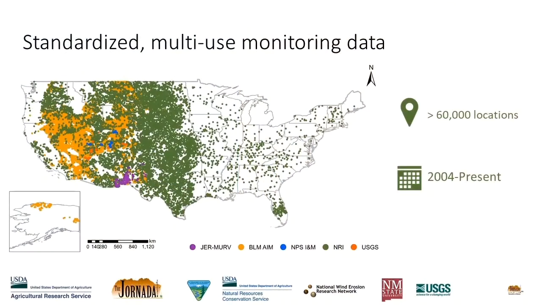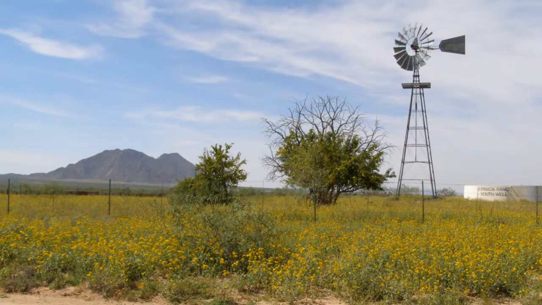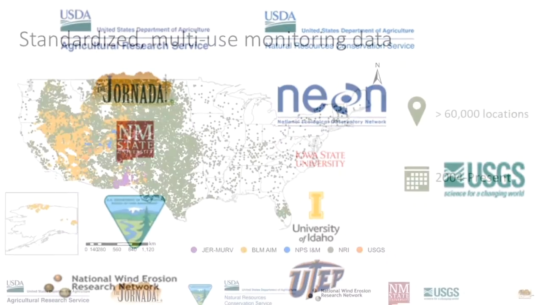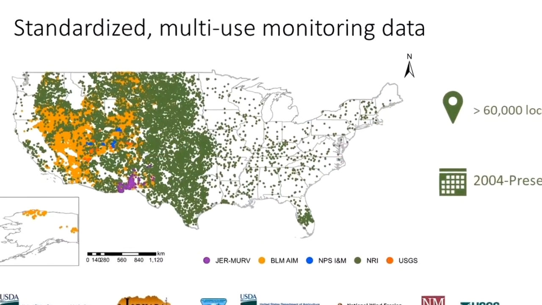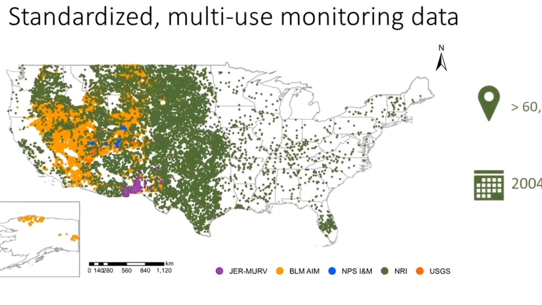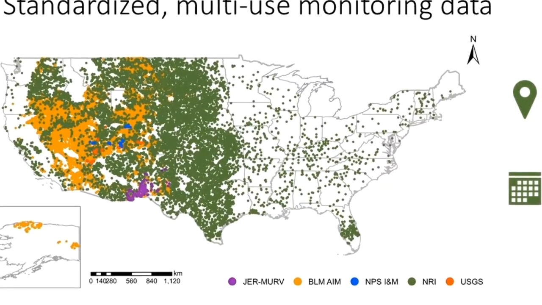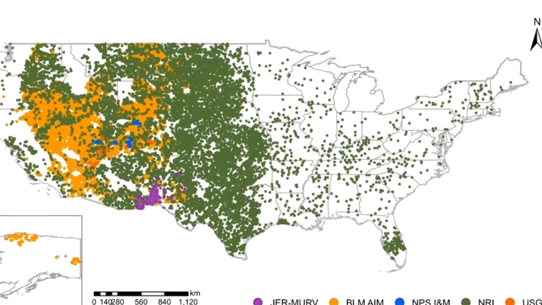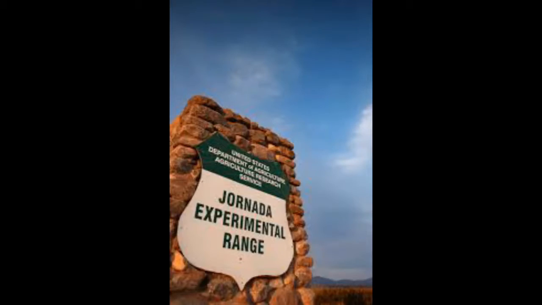There are over 60,000 monitoring locations in the western U.S., collected on private, state, tribal lands, and federal lands, as well as at the Jornada. And a lot of different research teams use these methods. Lots of agencies are using these methods. All of the green, that's the NRI data set. The orange is the BLM AIM program. Park Service and USGS in the Moab area have adopted these methods.